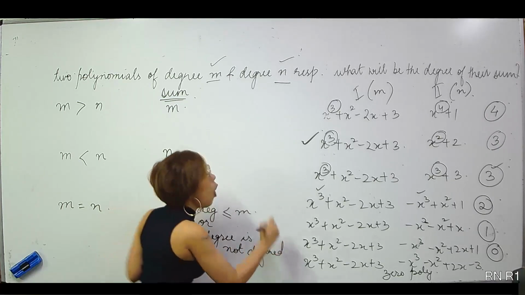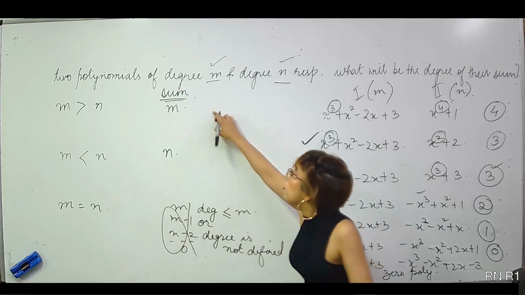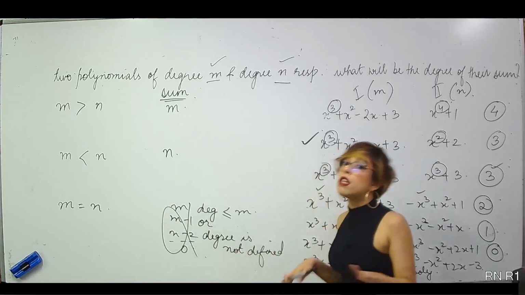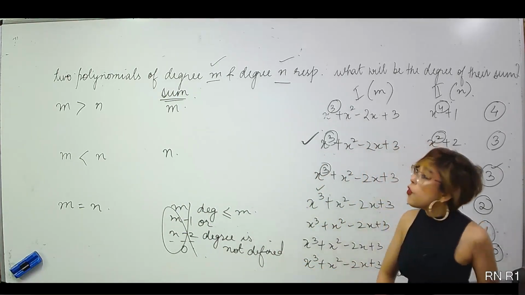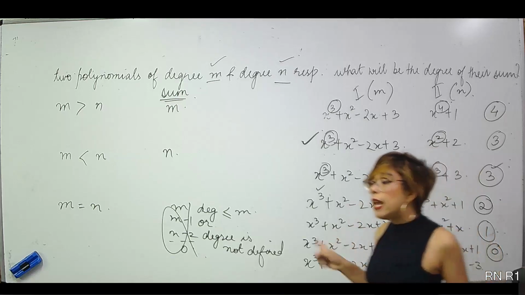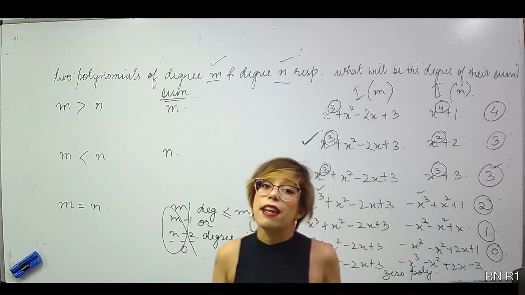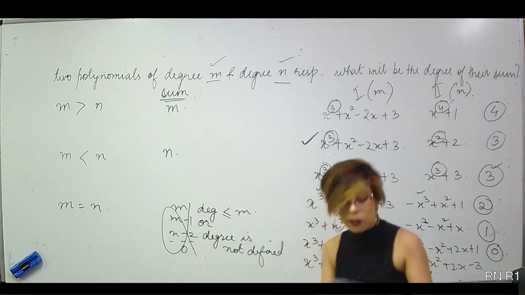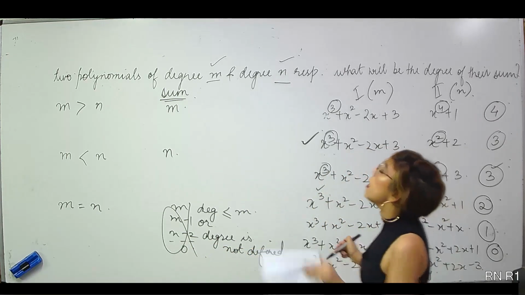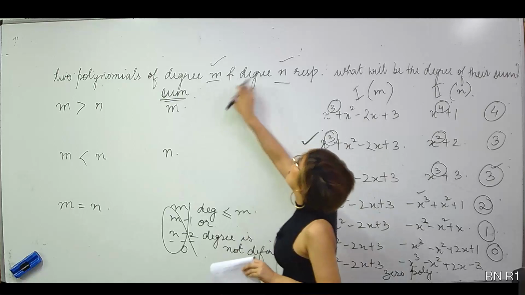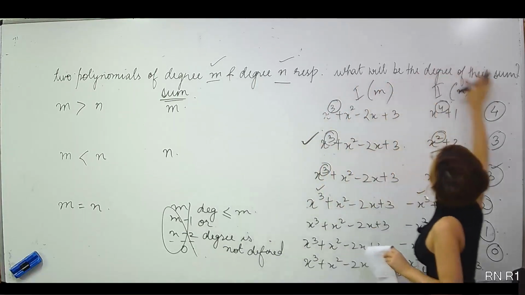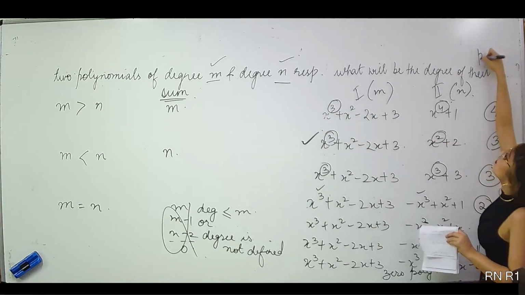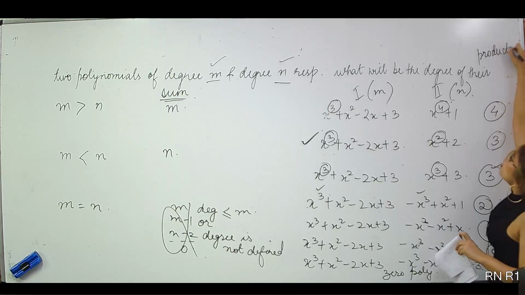If you have written all of these cases and all of these degrees, then only the answer is complete. If you have left even a single point, that means you have not analyzed it correctly. Alright? Okay. Let's move on to the next one. Now, there are two polynomials of degree m and degree n respectively. What will be the degree of their products? Now I am talking about the products.